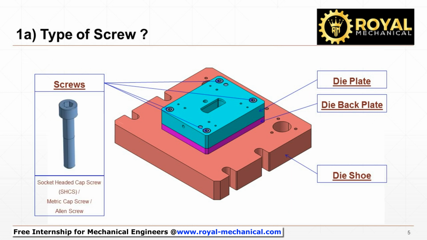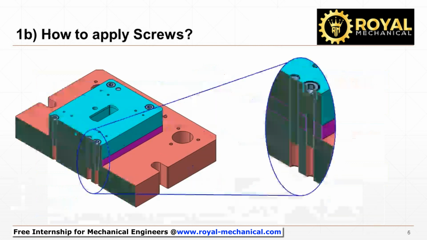What type of screws do we use? We use socket-headed cap screws, also called metric cap screws, also commonly known as Allen screws. How do we apply these screws in our design?